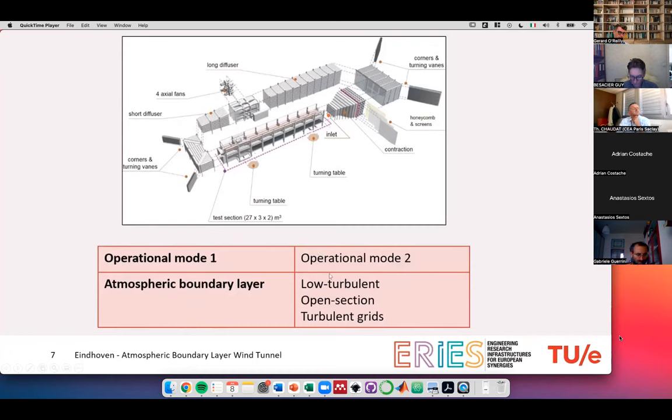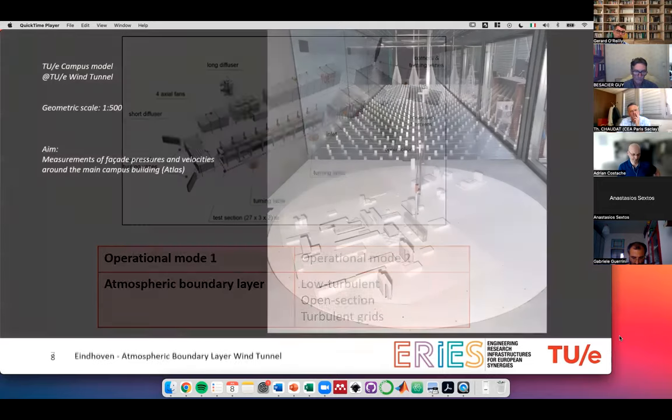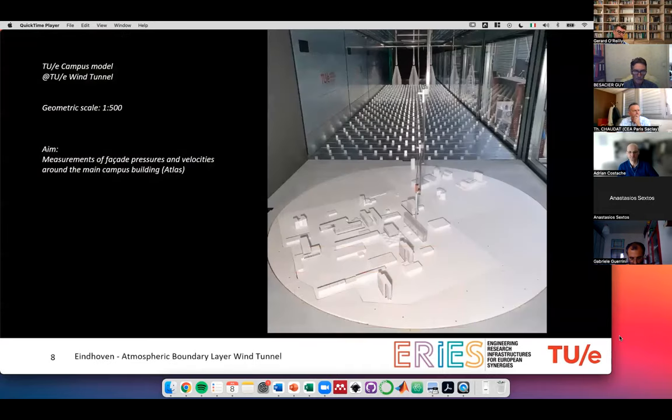We have a second mode, which is used for low turbulent tests or the open section or turbulent grids. You will see what I mean by those names a little later. And for this, we use the first turntable, but for now I will focus on the atmospheric boundary layer part. I first give you a few examples so you get an idea of what can be done, and then I provide an overview.